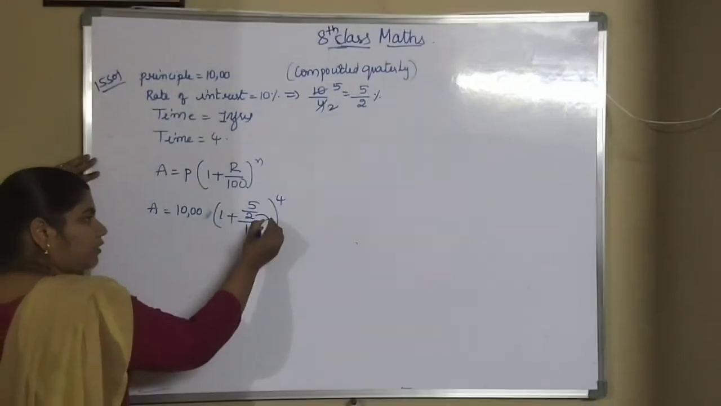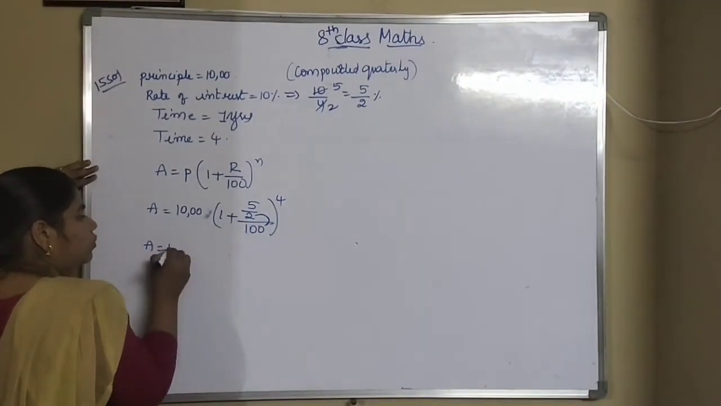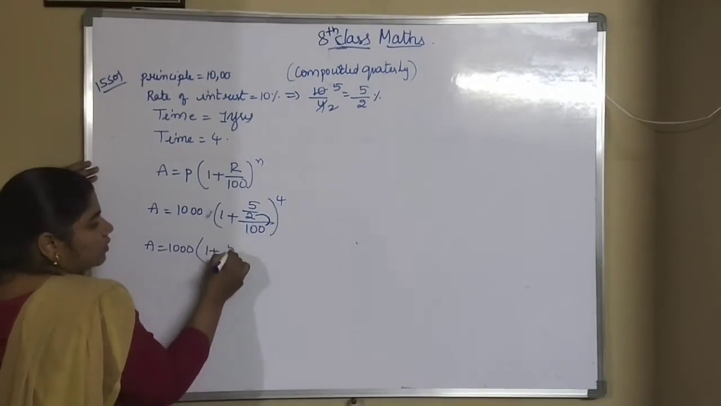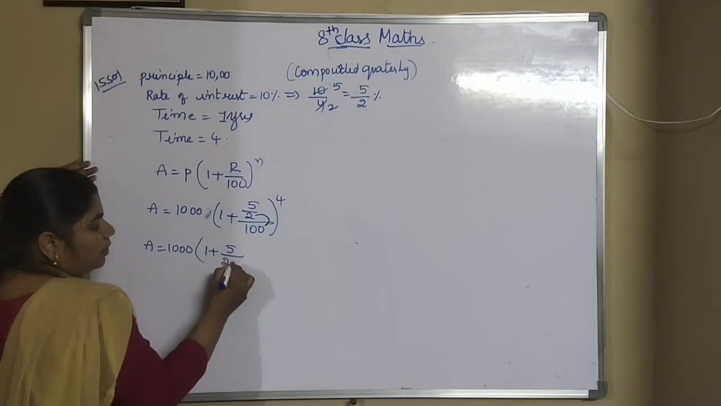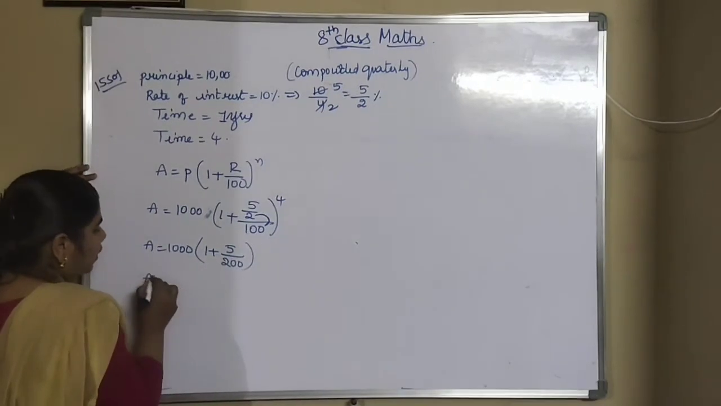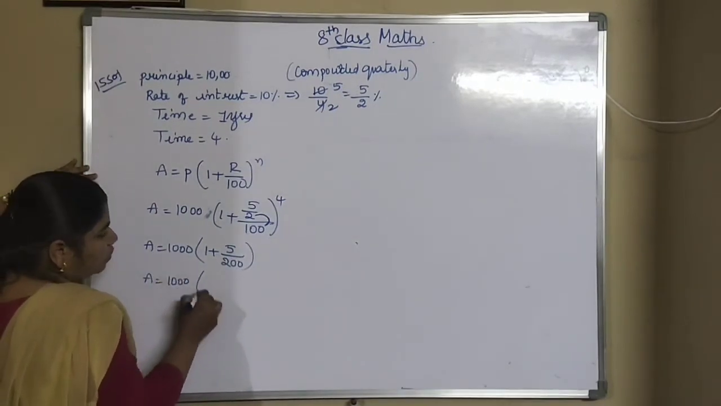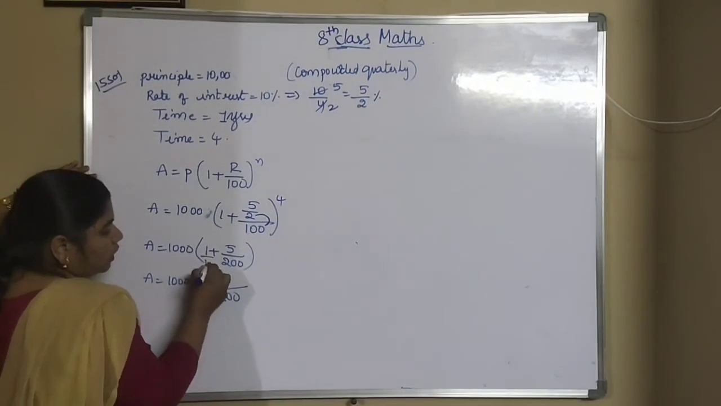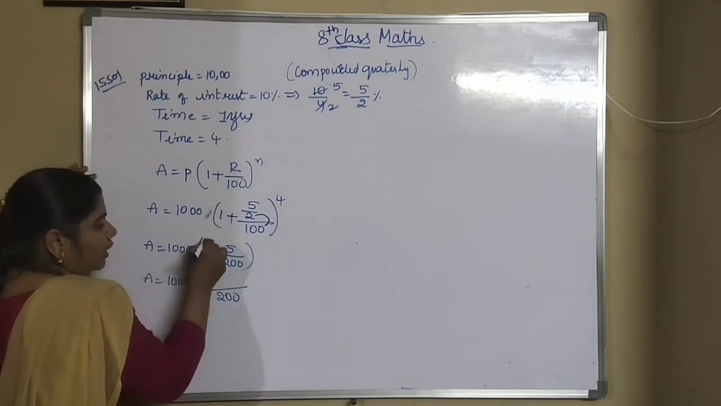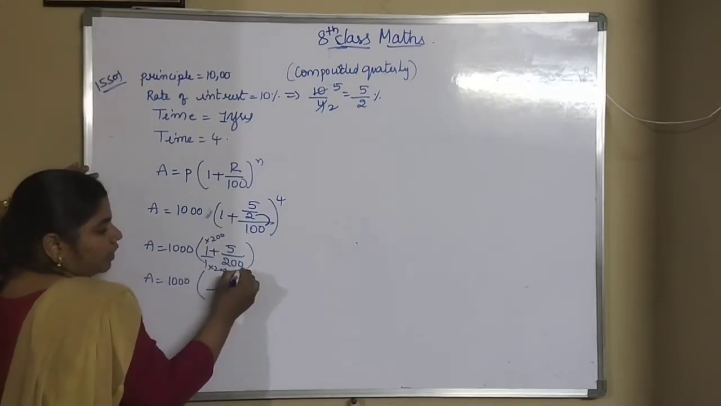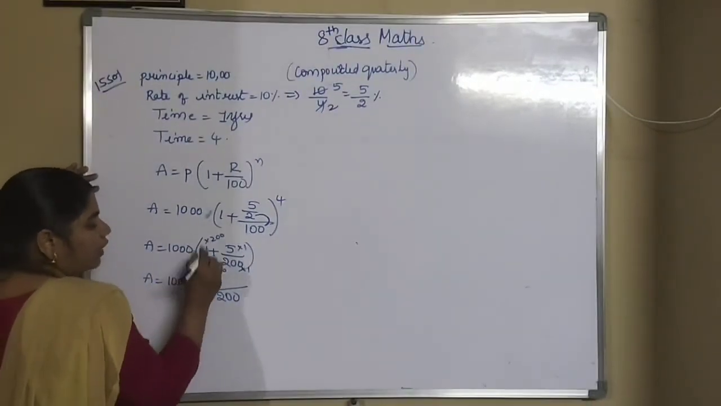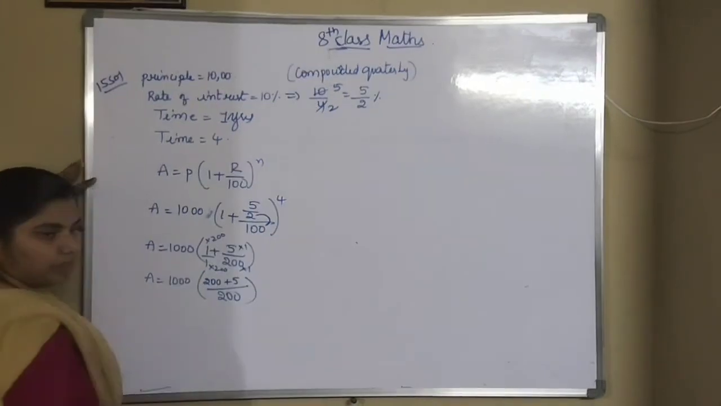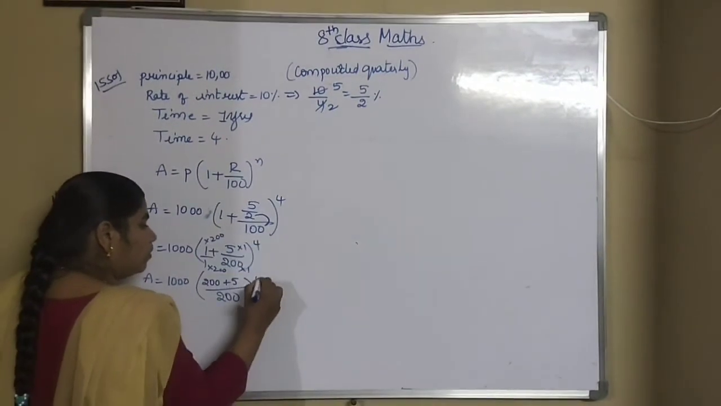Now I am multiplying these two values. A is equal to 1,000 into 1 plus 5 by 2 into 100, which will be 200. So A is equal to 1,000. Here you take the LCM. LCM will be 200. So how much will you multiply? Into 200, into 200, into 1, into 1. 1 into 200 is 200 plus 5 ones are 5, to the power of 4.